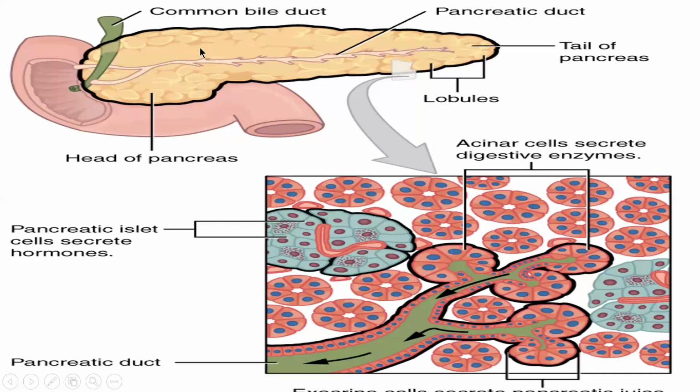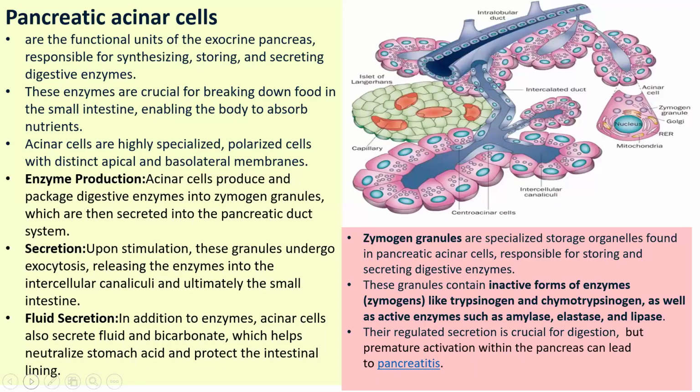So now about the common bile duct. Common bile duct, tail of pancreas, there is a presence of lobules, head of pancreas. The pancreas has islets of Langerhans, which secrete different types of hormones, which we will learn in the next video. There is a presence of pancreatic duct, and there is a presence of acinar cells in the pancreas, which help in secreting different types of digestive enzymes. So we are going to learn about the acinar cell. Pancreatic acinar cells are the important unit of the exocrine pancreas.